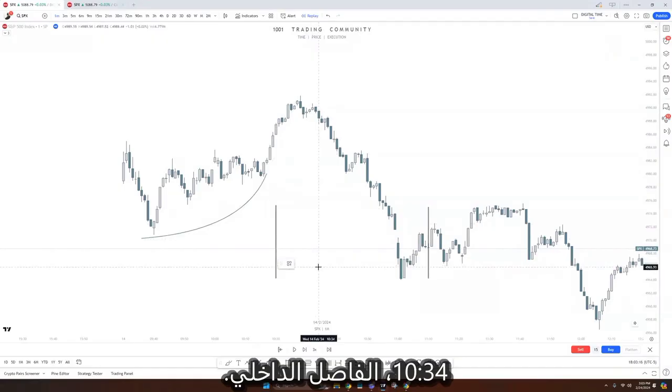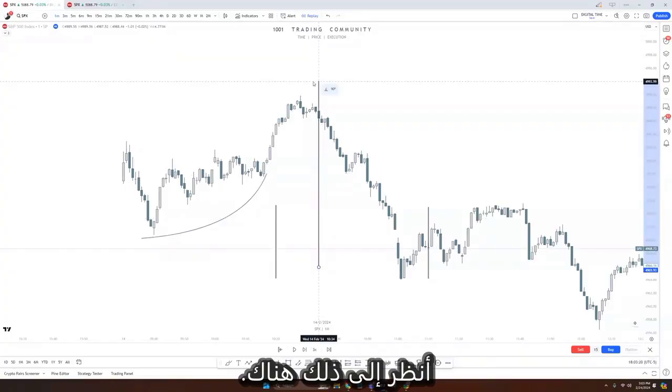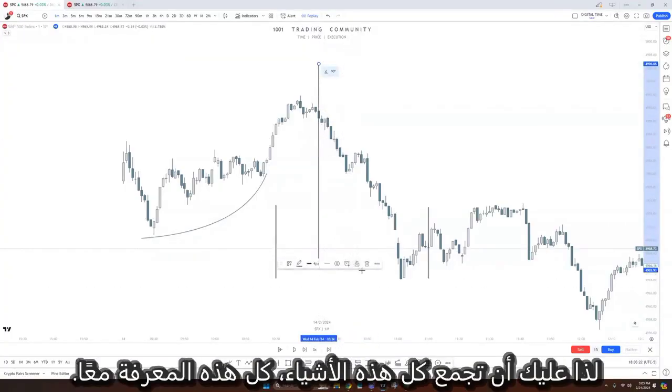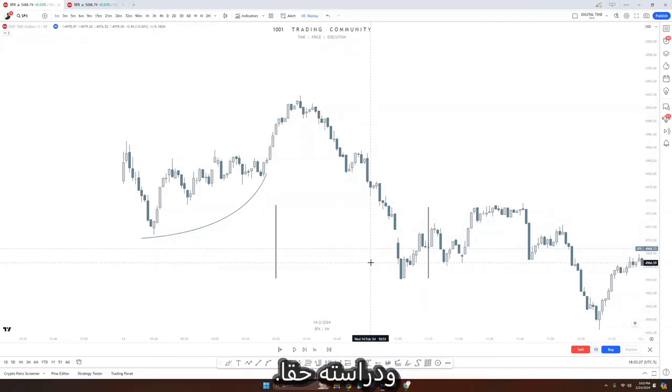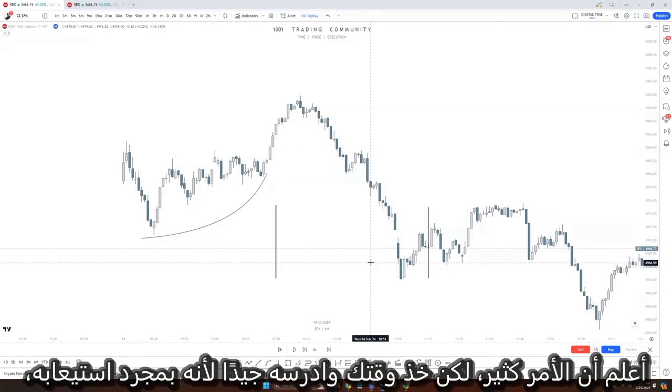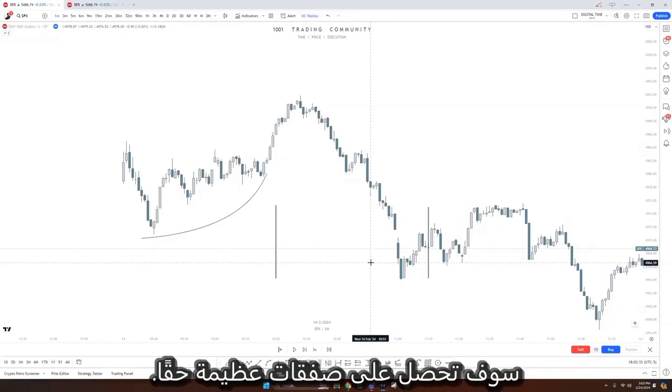10:34, the inner interval. Look at that, right there. It starts, right? So you put all of these things, all of this knowledge together, and really study it. I know it's a lot, but take your time and really study it, because once you get it down, you're going to get really great trades.